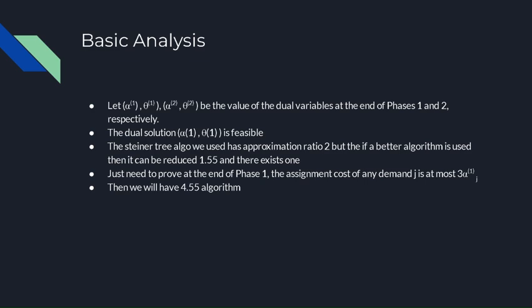Now the second case is that the Steiner tree algorithm that we used has an approximation ratio of 2, but if you use a better algorithm, then it can be reduced to 1.55 approximation ratio. Finally, if we prove that in phase 1 the assignment cost that we are getting is at most 3 times alpha 1 j, that is the optimal LP solution for the dual, then we have proved that finally the 1.55 plus this 3 gives a 4.55 approximation algorithm to us.